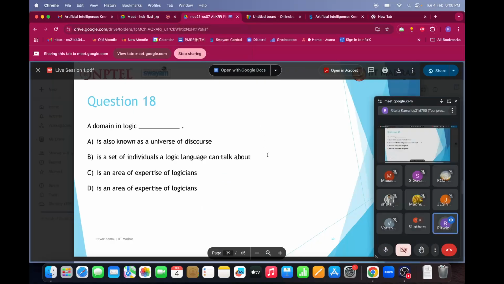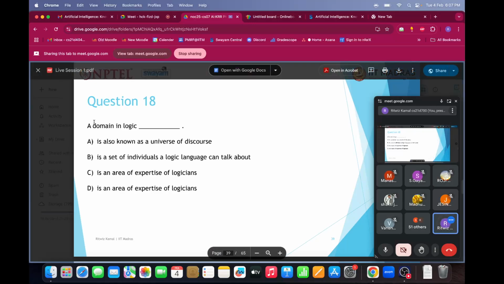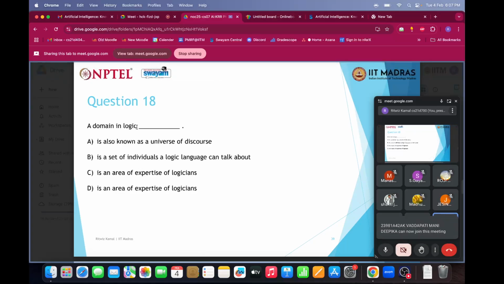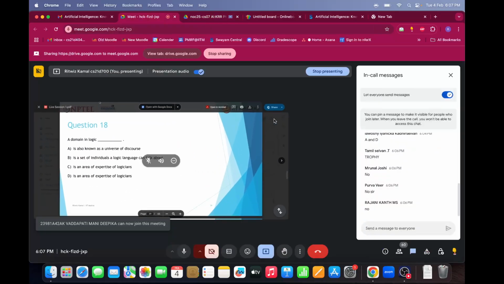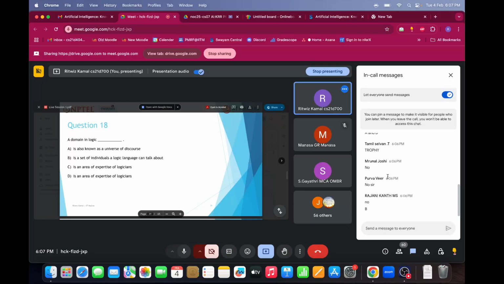Question 18 is again an example of a recall based question, like the recall based questions we discussed in the previous live session, and today also we have a few of them. So this is another recall based question. A domain in logic is, which of the following do you think would be applicable to a domain in logic? We have a vote for option A. Do you think any other options might be correct?